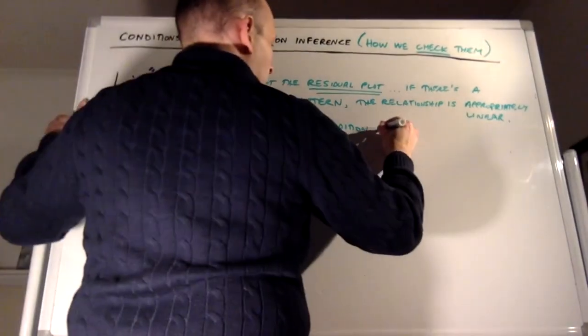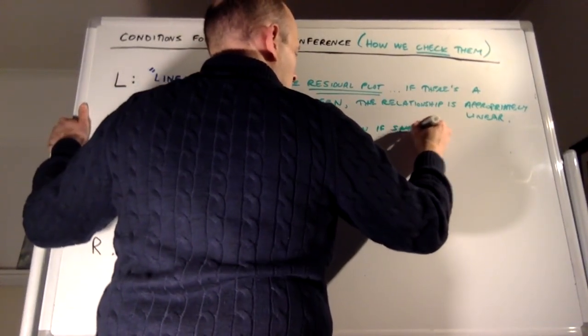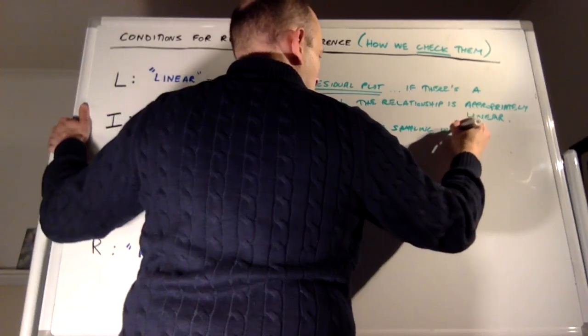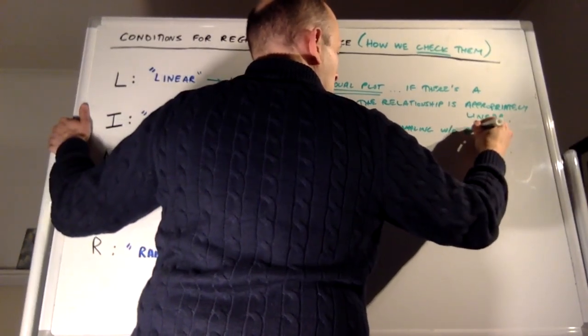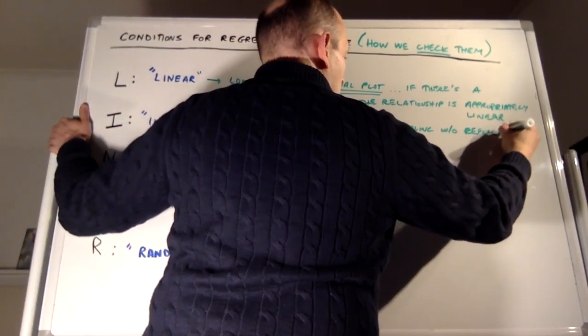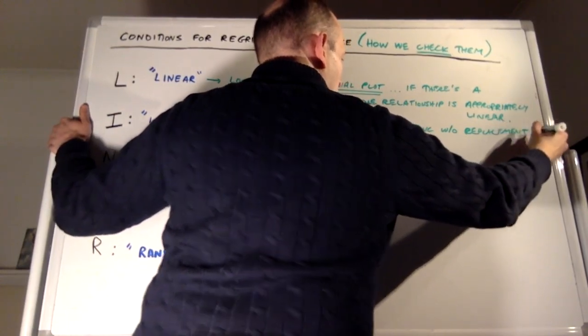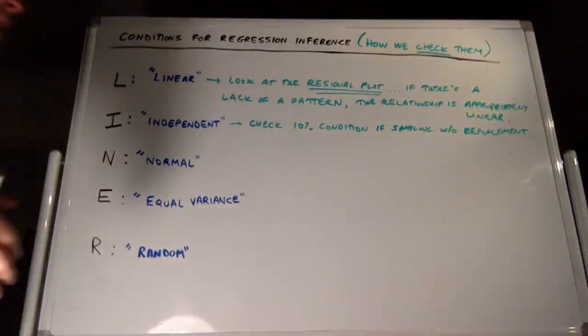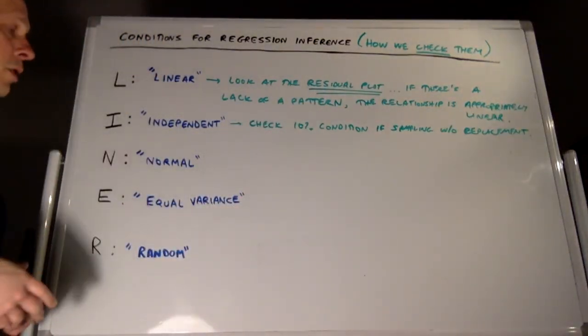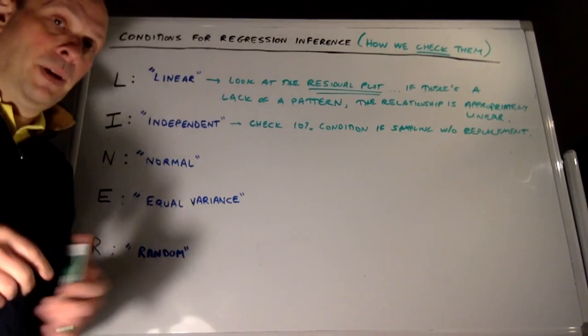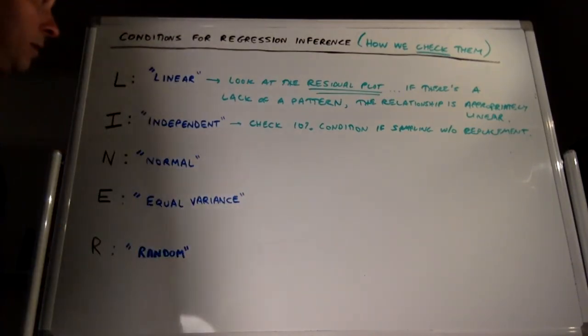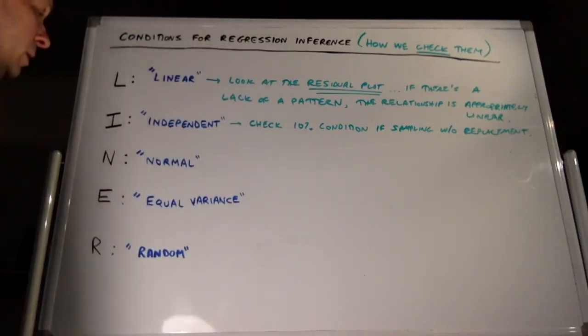And of course, if sampling without replacement, which we usually are doing, right? And that's what we're doing for our basketball players, right? We didn't want to choose the same player twice. So we check the 10% condition. So we have this sort of independence, this good enough independence when sampling without replacement.